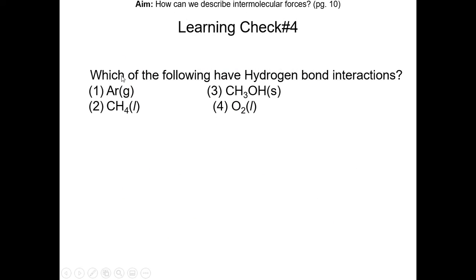Learning check number 4. Which of the following have hydrogen bond interactions? Pause the video and resume once you complete it. The answer is choice 3 because you see an H with an O.